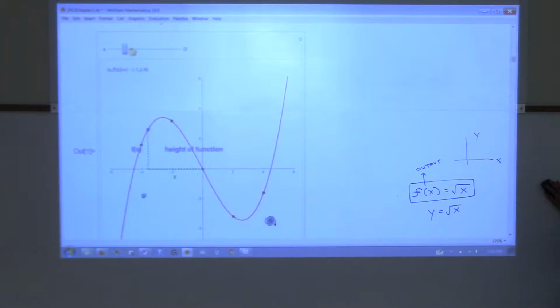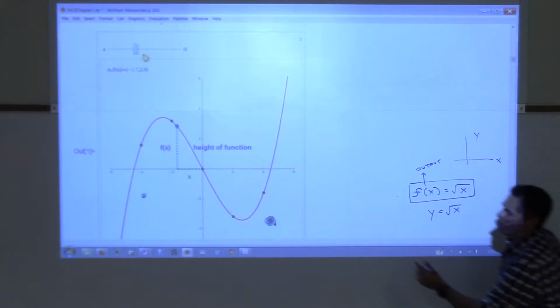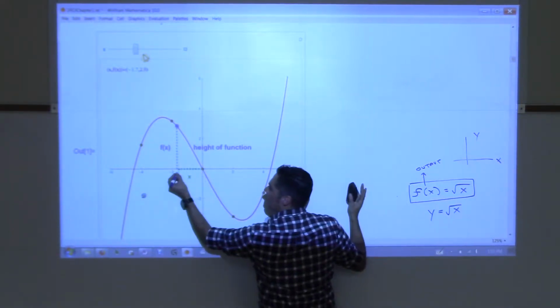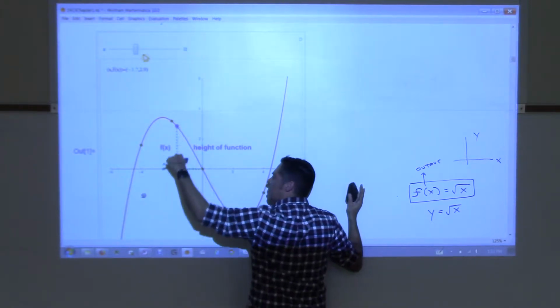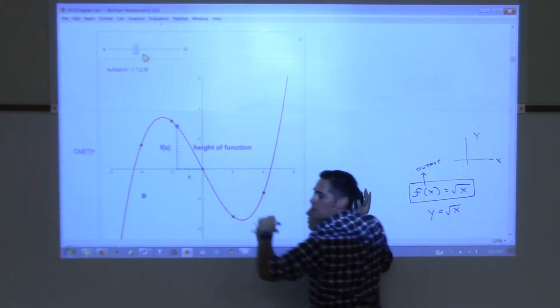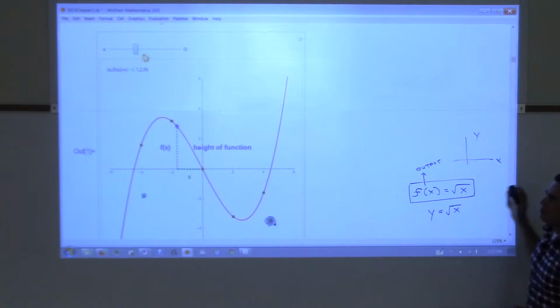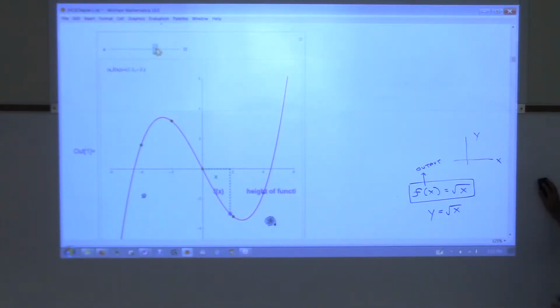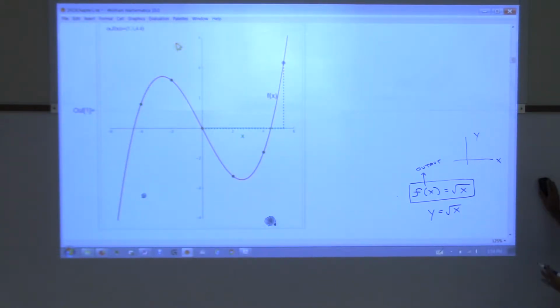When I move around, as I plug in different values of x, f of x is the distance from the x-axis to the point. It's that height. And sometimes it's negative, right? Sometimes you have a negative height, which means it's below the x-axis. So input x, output is the height of the function. This may seem trivial to all of you, but it's day one, right?